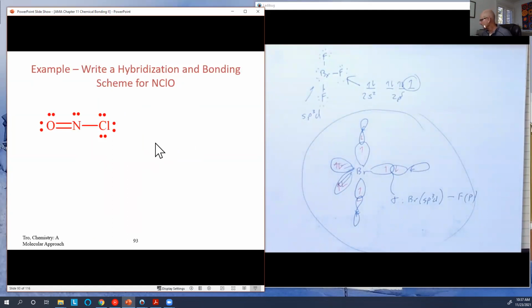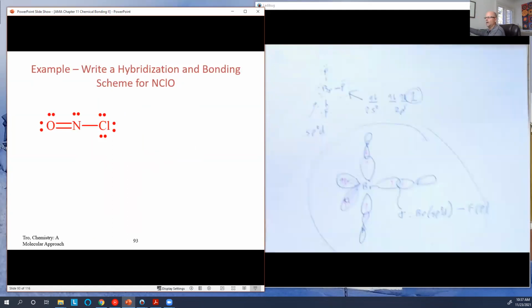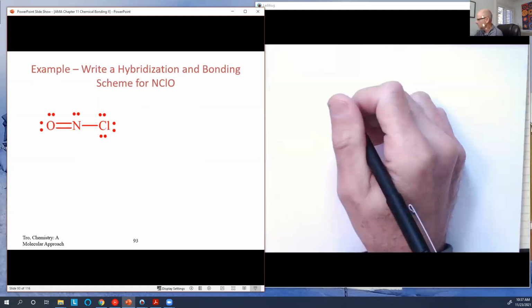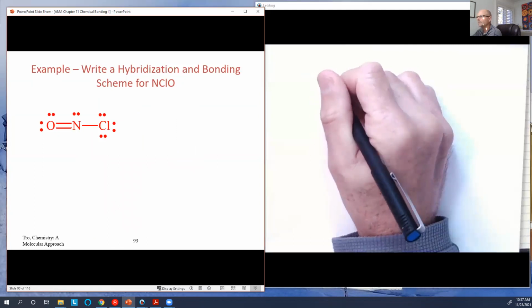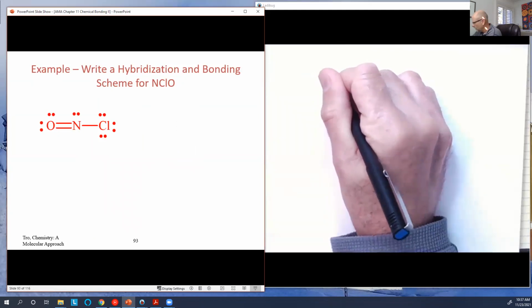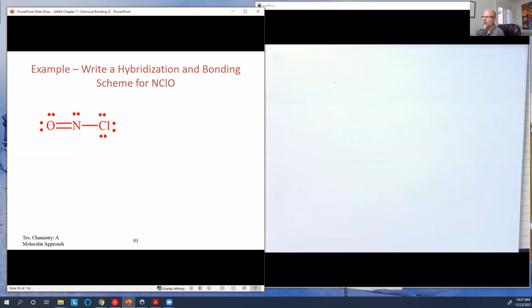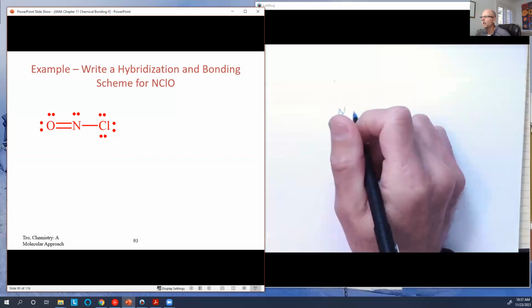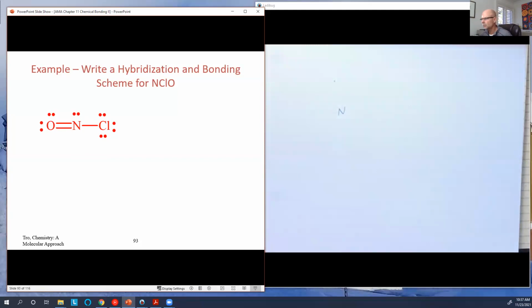Okay, let's do one last example. ONCl. So here we have the Lewis structure, so I'm not going to redraw it. We can just see that the oxygen atom and the chlorine atom are going to be unhybridized, because they're terminal atoms. We'll start with the central atom. How many electron groups? 1, 2, 3. So we know that that's going to be on the nitrogen, and that hybridization is going to be sp2.